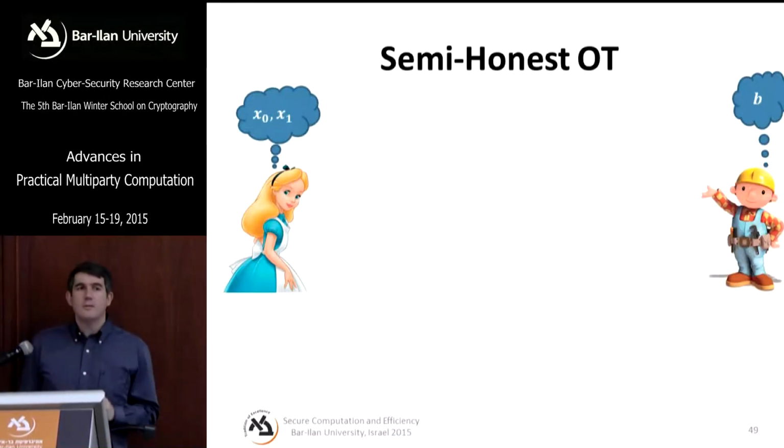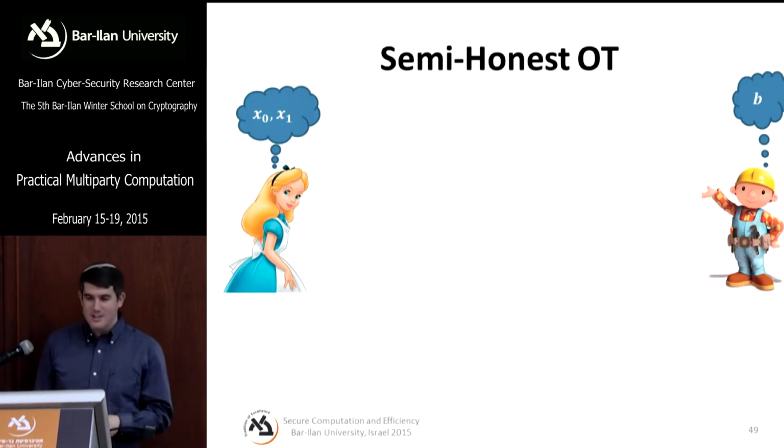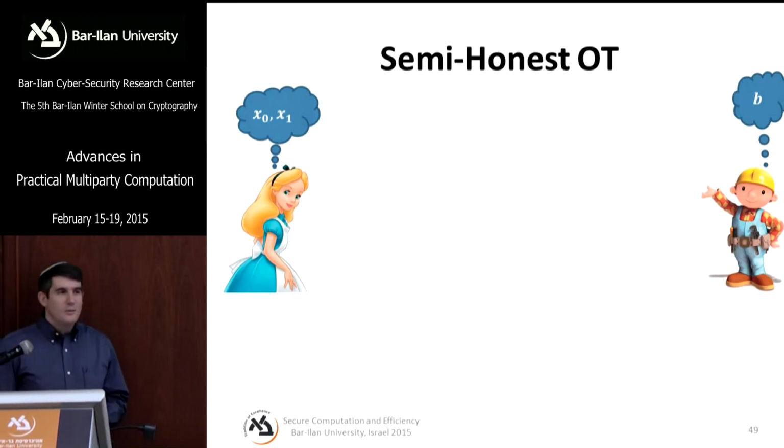And this is how we can now do semi-honest oblivious transfer. Okay, so it's magic. If you haven't seen this before, this is pure magic. If you've seen it before, then it's boring, and you can sleep. Somehow, Bob is going to get one of Alice's inputs without Alice knowing which one Bob got.